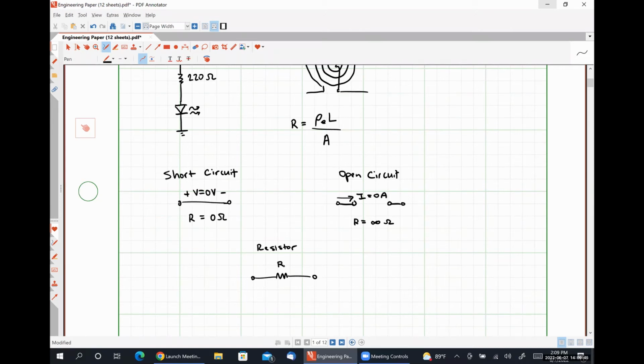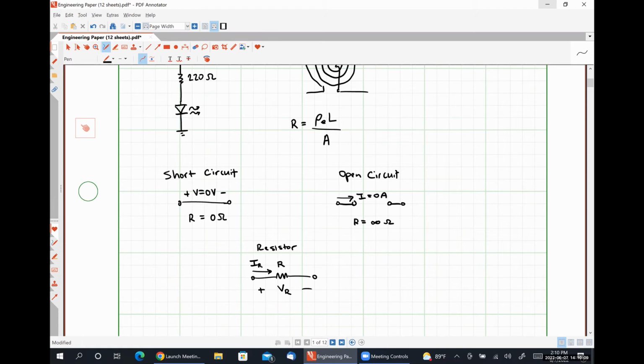Resistors obey the passive sign convention, which means if we have a voltage drop across our resistor, V_R, like so, and a current that's flowing into the positive polarity terminal, I_R, like so, then our resistor is absorbing power.